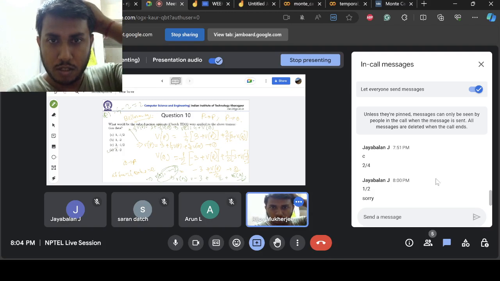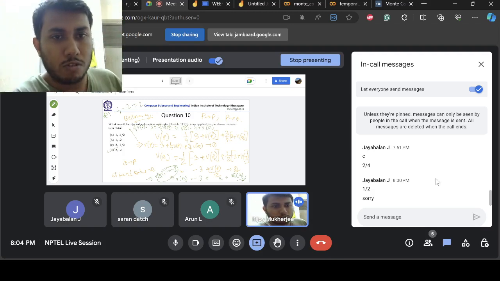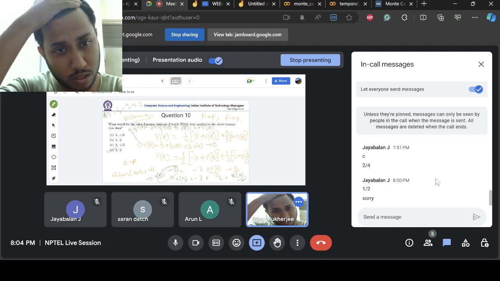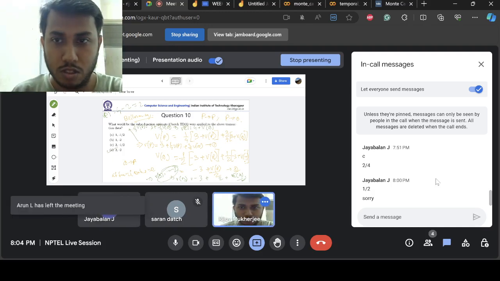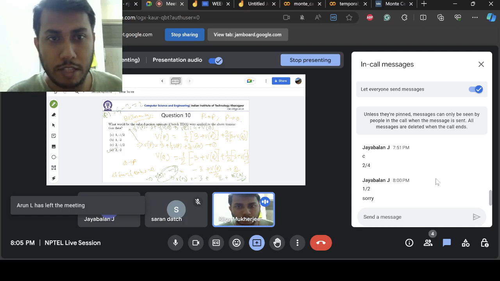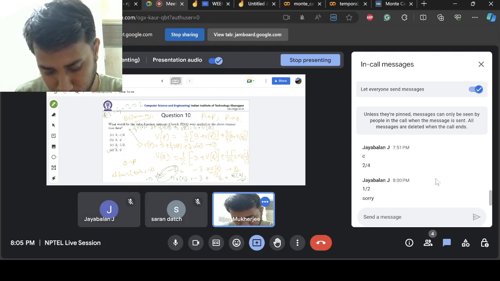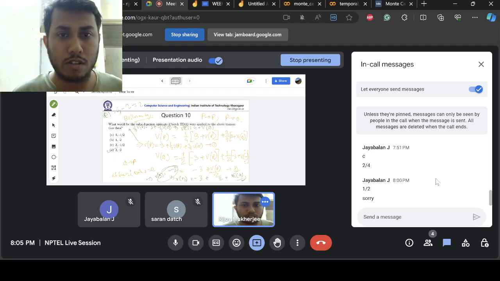So at the end of the day you have to solve the equations, nothing more. Any doubt regarding this? This one was the last question which I had. Any doubt you can ask.